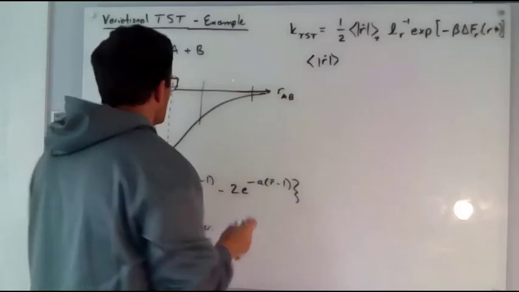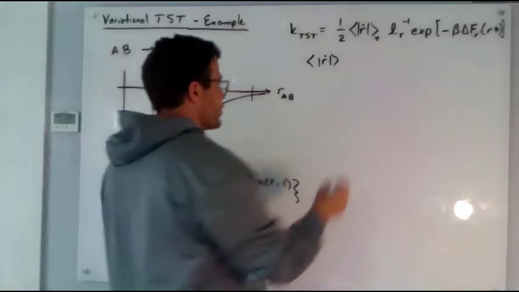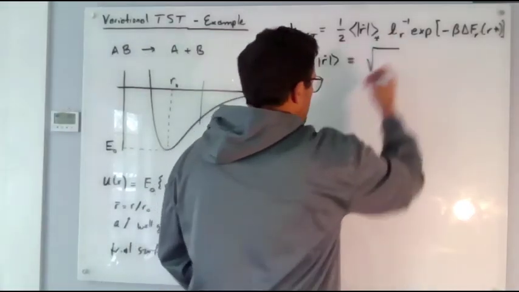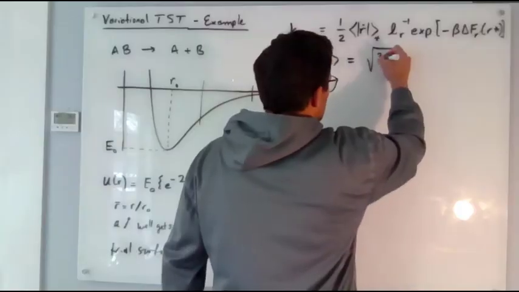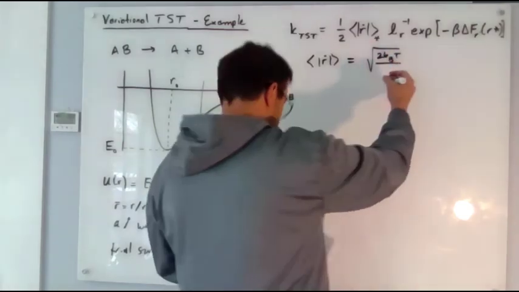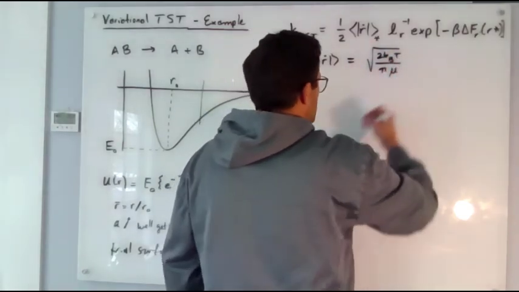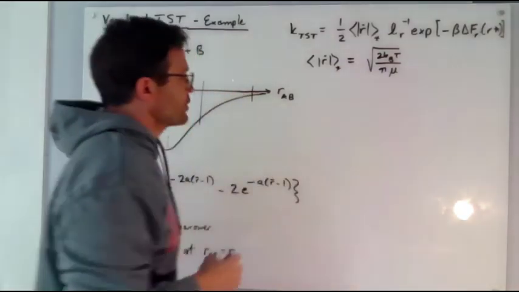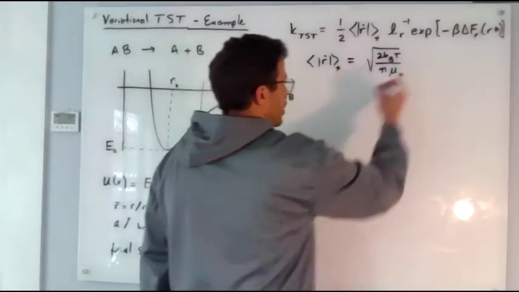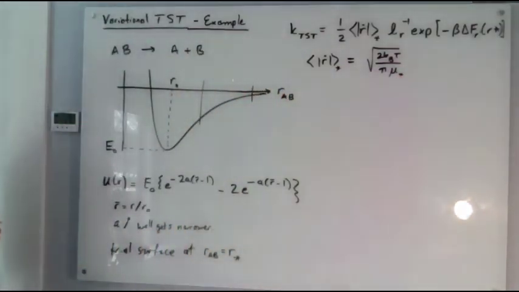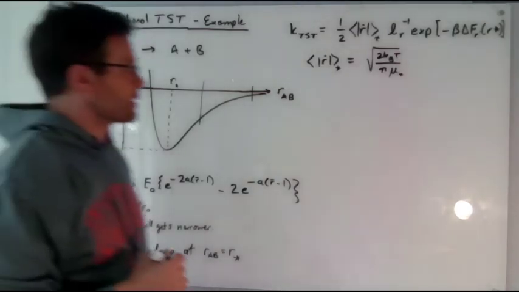Absolute velocity along a distance coordinate like this is going to be equal to, this requires some statistical mechanics to do these things, so we have 2 kBT, a factor of pi, and a reduced mass. This reduced mass could, in principle, depend on where we put that dividing surface, so I'll put a little star there just in case, so that we don't forget to think about that.